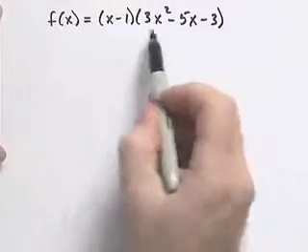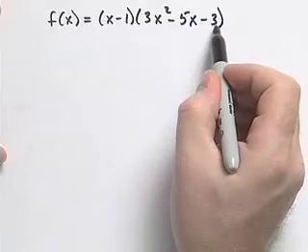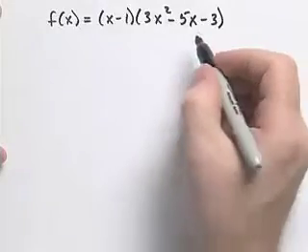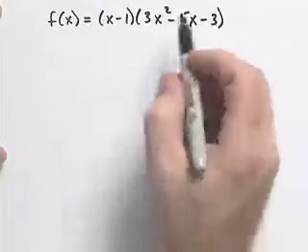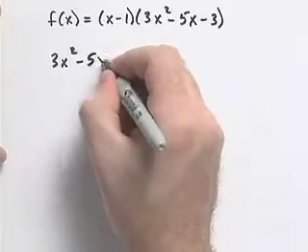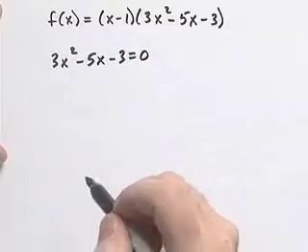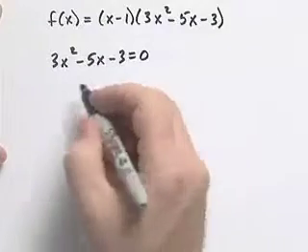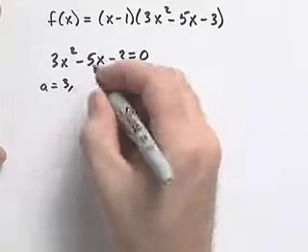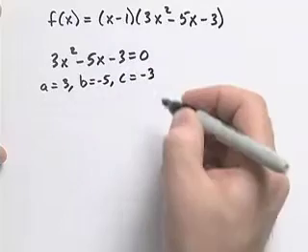We've rewritten our function f of x in its factored form. We just want to see if we can factor 3x squared minus 5x minus 3 any further. If we look at it, we see that it is not going to be able to be factored, but we still are interested in finding the zeros of our function. So we're going to set this reduced polynomial, 3x squared minus 5x minus 3, equal to 0, and find any solutions to this equation. This is a quadratic equation, and factoring is not going to help us here. So we're going to use the quadratic formula. A equals 3, b equals negative 5, and c equals negative 3.